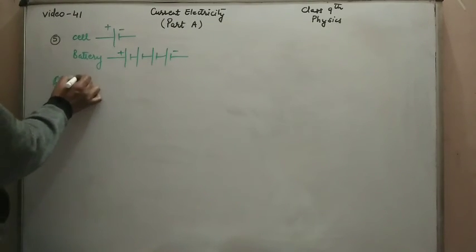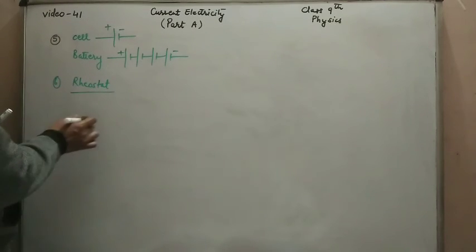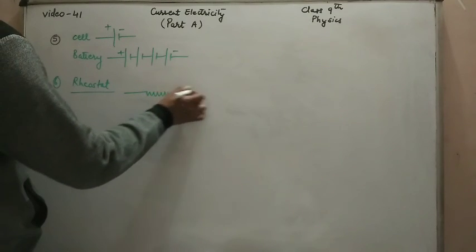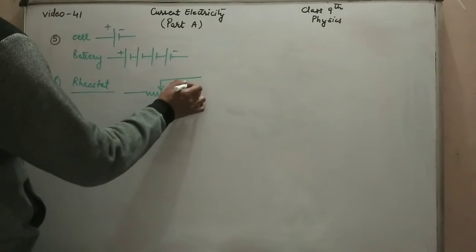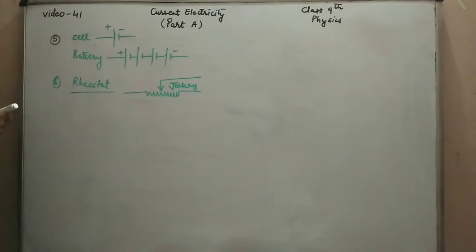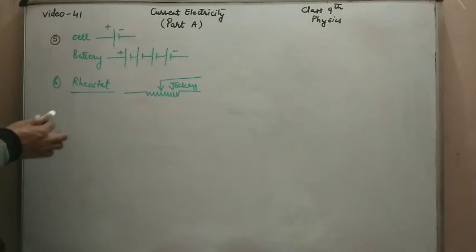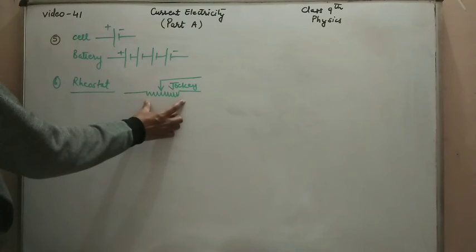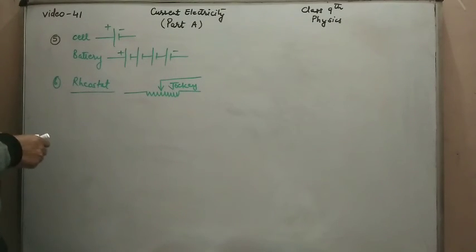Sixth one is rheostat, variable resistance. It is represented by this zigzag line and then one sliding contactor or jockey, which is used to select the length according to which resistance will be selected. As you know, resistance is directly proportional to length. More length if you select, more resistance can be selected in the circuit. So high resistance means low current.